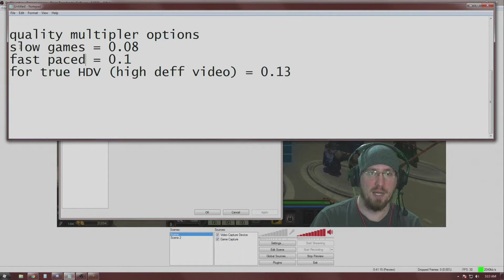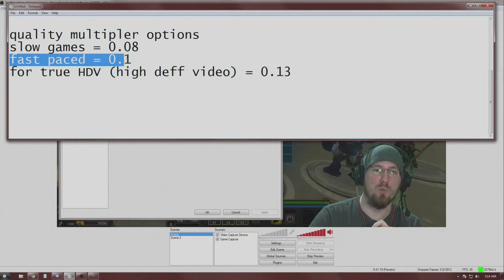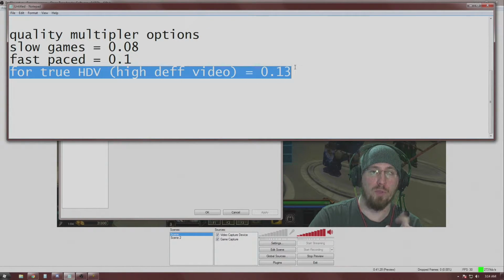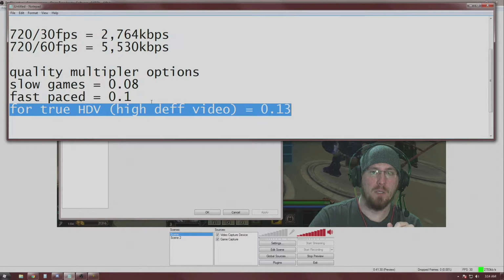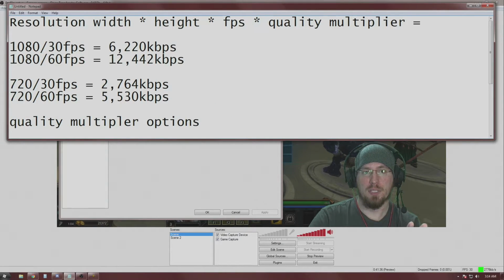I'll show you a little bit of that here while we're doing something else. Fast-paced games, you want to multiply by 0.1. Now, YouTube themselves say to do a 0.13, which is going to be a little bit different than the math that I have here. I'm multiplying on these figures here by a 0.1.